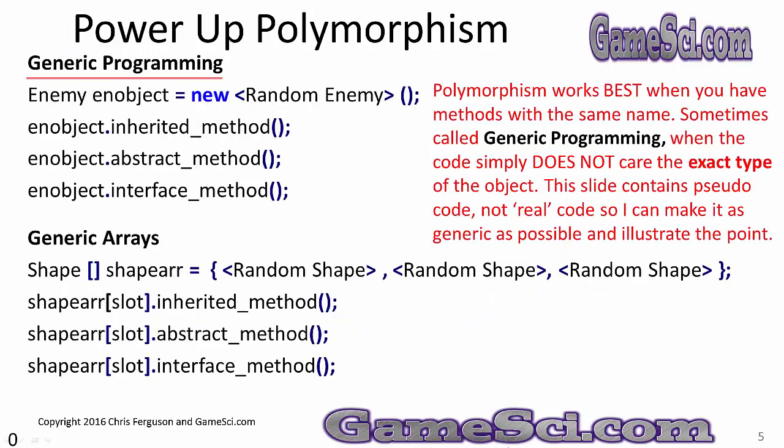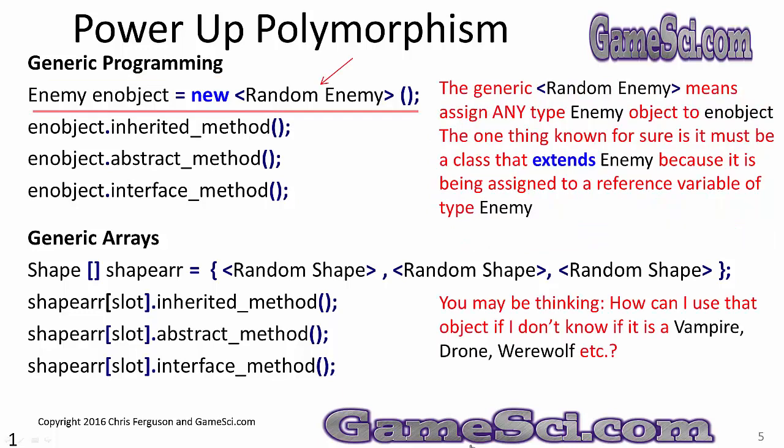Generic programming. What is that? Polymorphism works best when you have methods with the same name, sometimes called generic programming, when the code simply does not care the exact type of the object. This slide contains pseudocode, not real code, so I can make it as generic as possible and illustrate the point. Enemy enObject equals new some random enemy. The generic random enemy means assign any type of enemy object to enObject. The one thing known for sure is it must be a class that extends enemy because it's been assigned to a reference variable of type enemy.